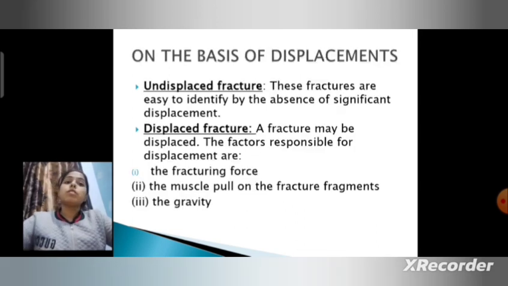Next classification is on the basis of displacement, in which fractures are classified into two parts: undisplaced fracture and displaced fracture. Undisplaced fractures are easy to identify by the absence of significant displacement. Mainly in undisplaced fracture, the bone alignment is not disturbed.